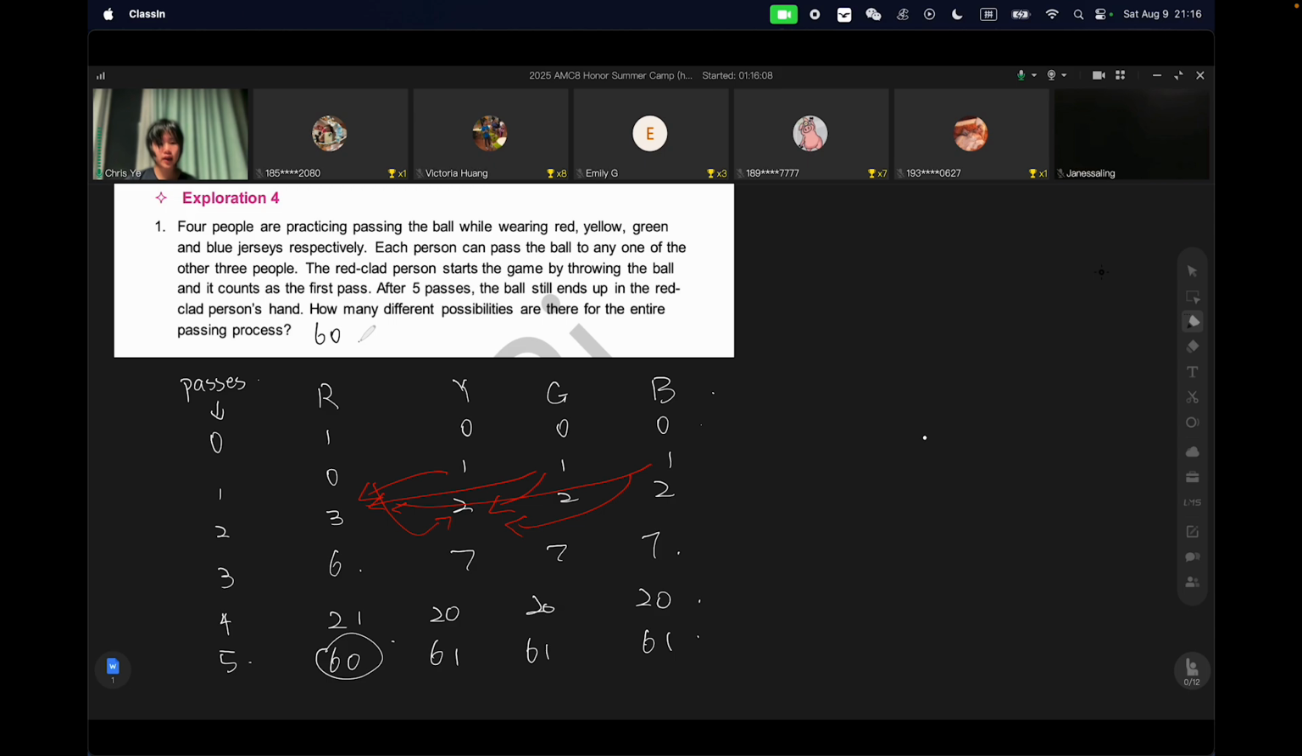You guys understand the method? If yes, then let's move on to our next problem.